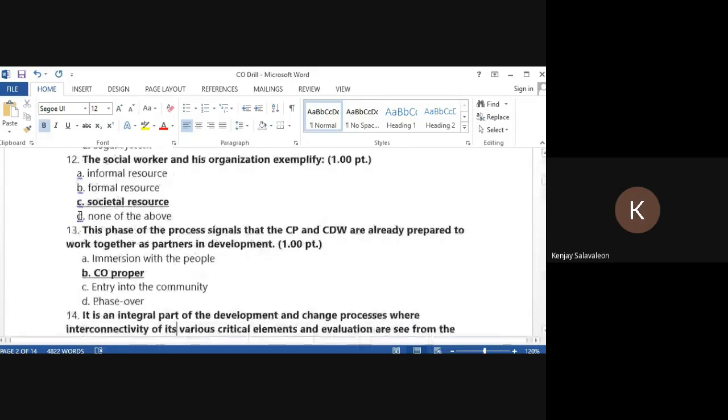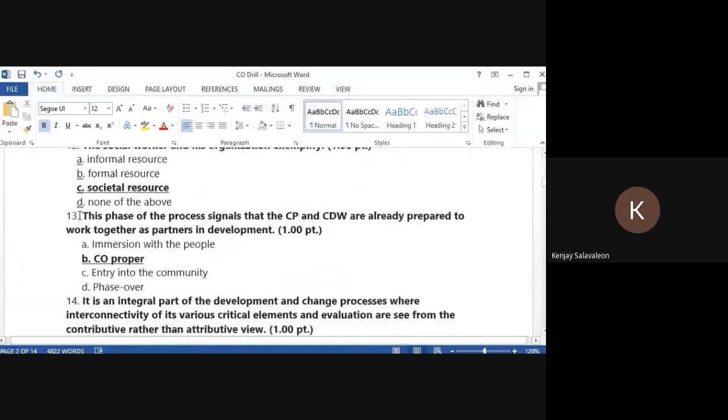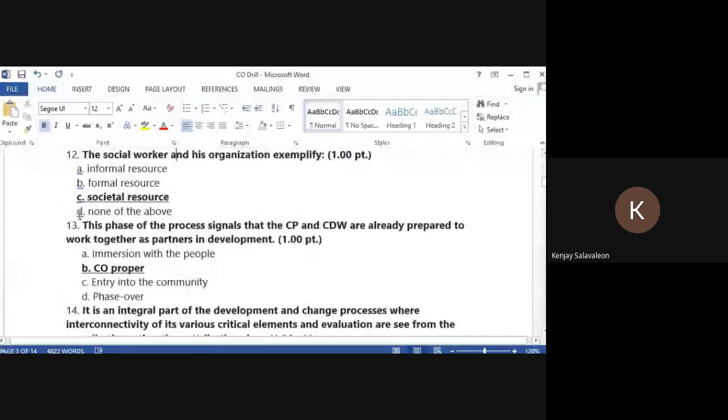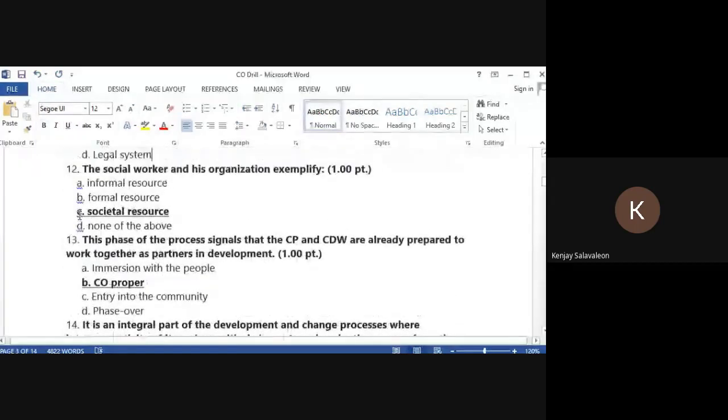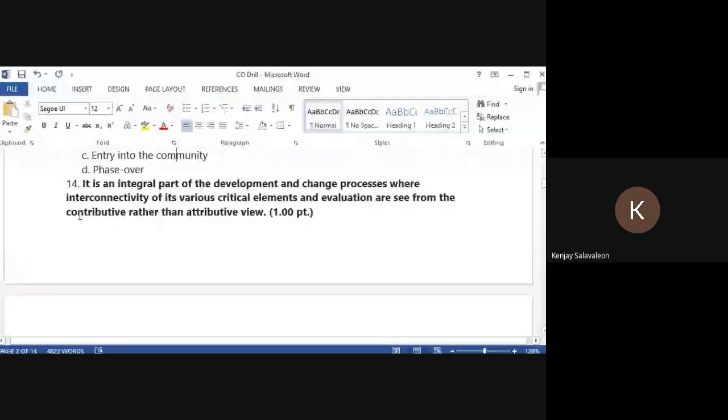This phase of the process signals that the CP and the CW are already prepared to work together as partner in development. Anong ibig sabihin ng CP and tsaka CW? Anyway, let's skip this. I think to review this. Nalagay ko na question pero hindi ko pala na-review. Anyway, sige. Skip muna natin yun. I will follow up sa group chat kung anong ibig sabihin nun.